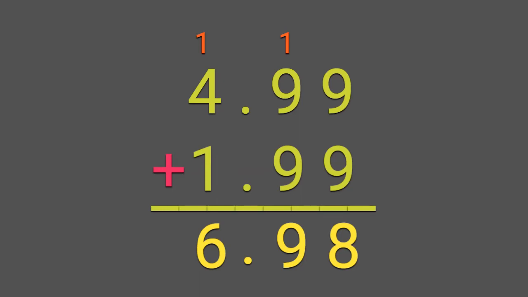And now we just add and carry as you would with a standard addition algorithm. 9 plus 9 equals 18, carry the tenth. 9 plus 9 plus 1 is 19, carry the 1. 4 plus 1 plus 1 equals 6. So my coffee and cheeseburger bill comes to $6.98, or, as we would say in decimal form, 6 and 98 hundredths.